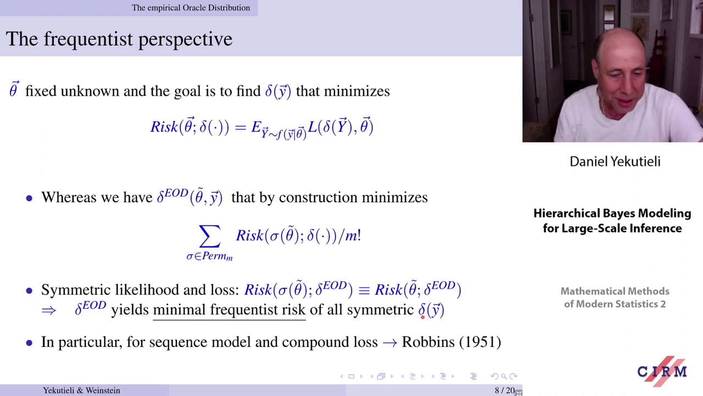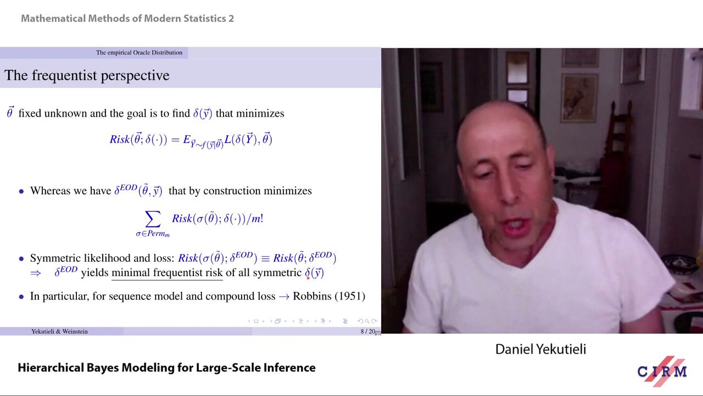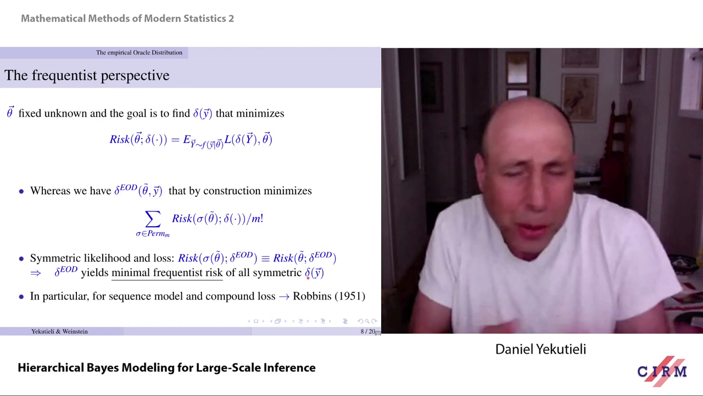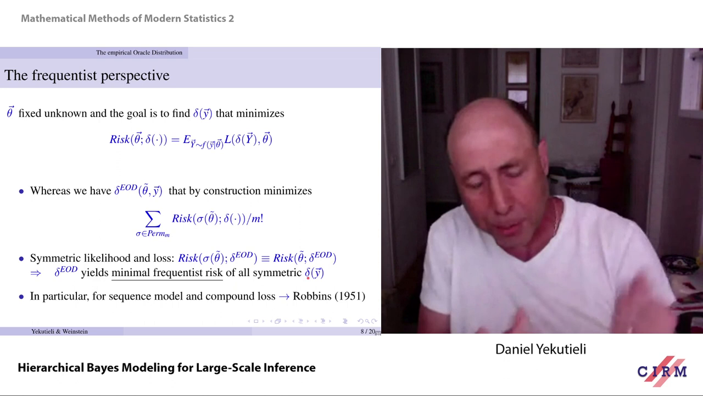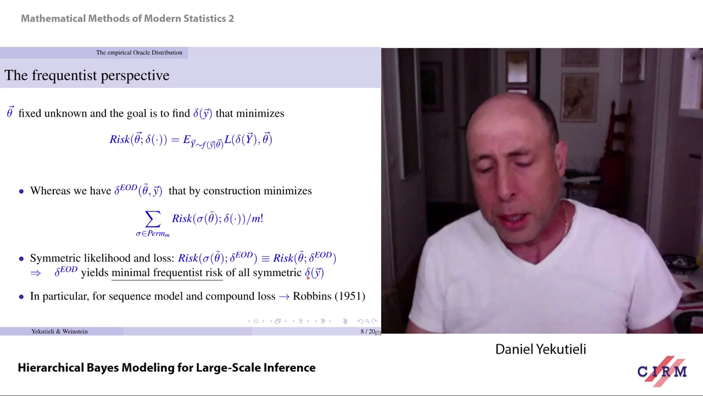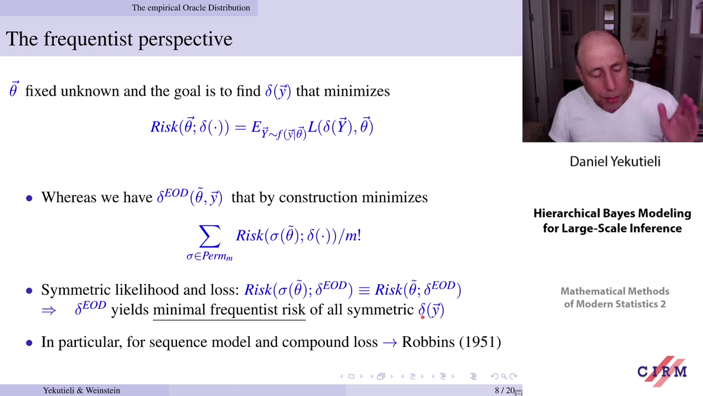And if we go further, not just assuming that our likelihood is symmetric, but that our likelihood has this particular sequence model structure, and our loss, a compound loss, simply means that the loss for the entire vector is the sum of the losses for each of the components, then what we actually get is the Robbins framework as a particular example of our general framework. Okay, so I think, if I recall, I finished presenting our theoretical structure.